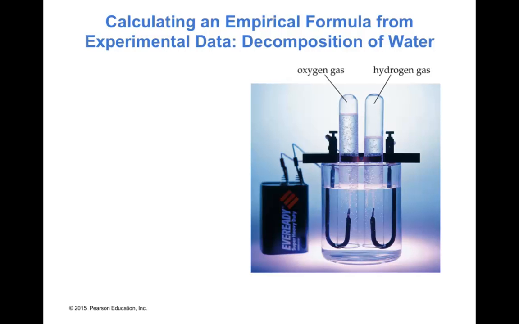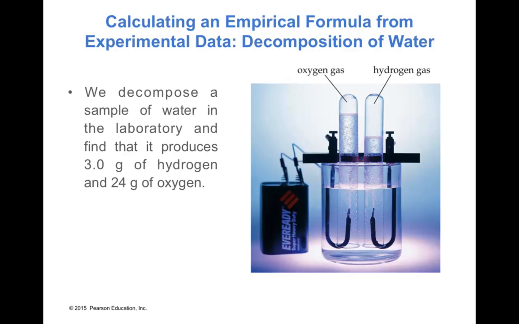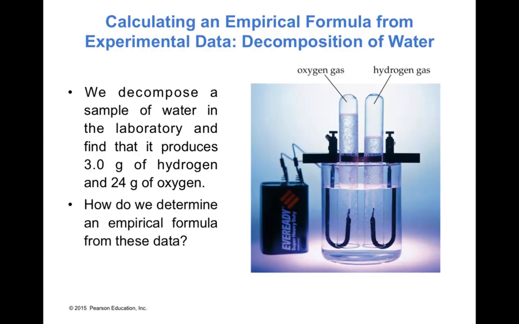Now, we can calculate the empirical formula from experimental data. We're going to use the example of water to show how you can do that. We decompose a sample of water in the lab and find that it produced 3 grams of hydrogen and 24 grams of oxygen. By using this data, how can we determine the empirical formula? Okay, so we have the composition of water here, and we observe that we have 3 grams of hydrogen and 24 grams of oxygen.